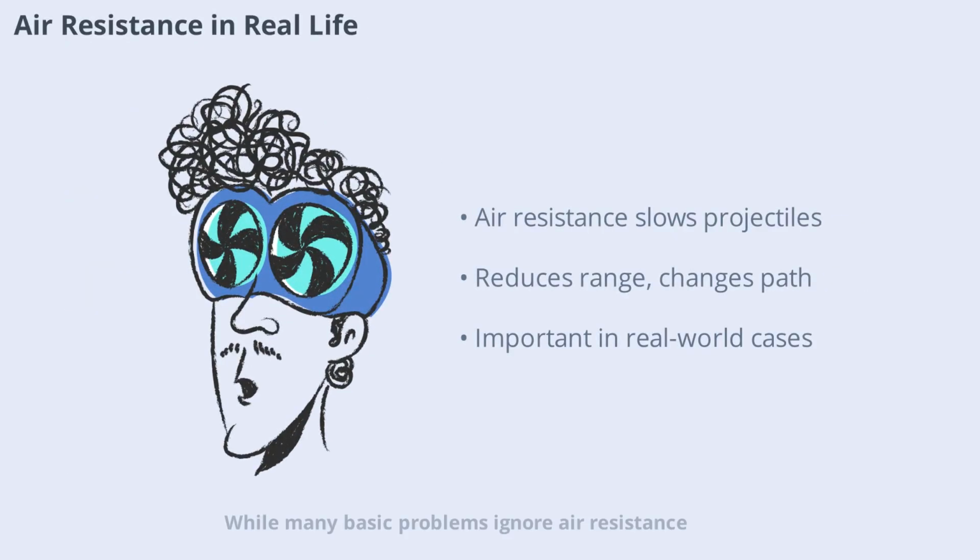While many basic problems ignore air resistance, it plays a significant role in real-world projectile motion. Air resistance slows down the projectile, reducing its range and altering its trajectory. The effect is more pronounced for lighter objects or those with larger surface areas. Understanding and accounting for air resistance is crucial in sports, aviation, and engineering, where precision and accuracy are essential.